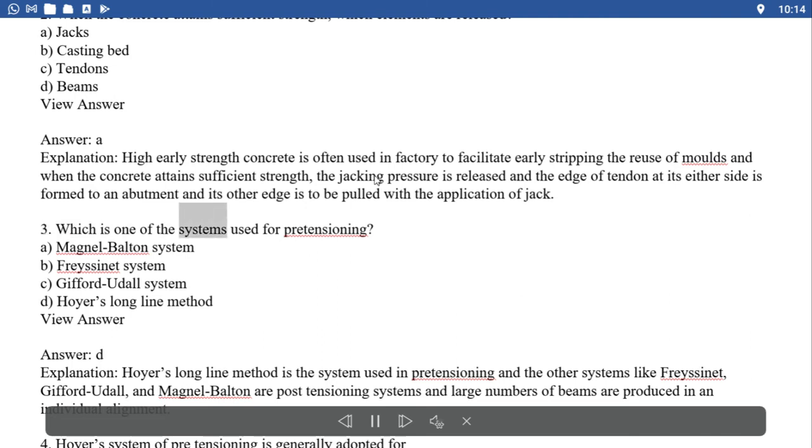3. Which is one of the systems used for pretensioning? A. Magnel-Blaton system. B. Freyssinet system. C. Gifford-Udall system. D. Hoyer's long line method. Answer D. Explanation. Hoyer's long line method is the system used in pretensioning, and the other systems like Freyssinet, Gifford-Udall, and Magnel-Blaton are post-tensioning systems, and large numbers of beams are produced in an individual alignment.